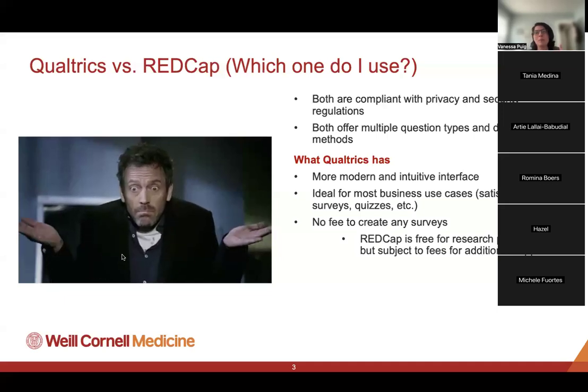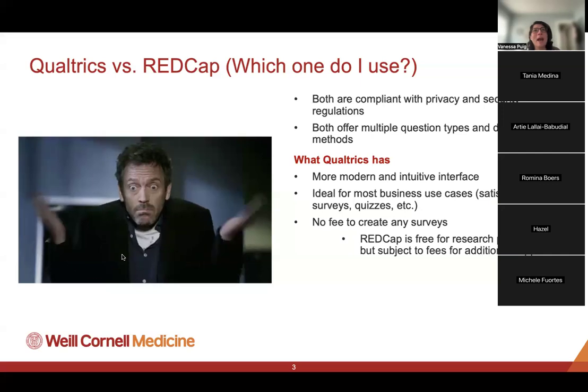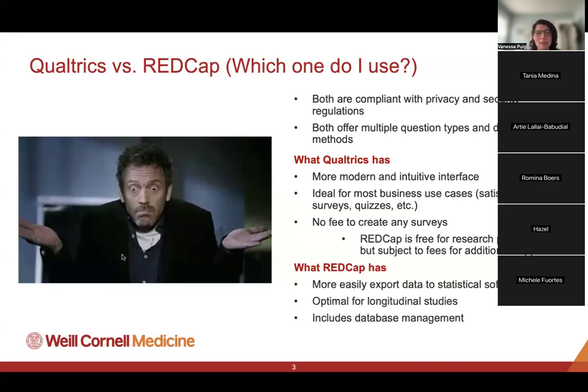So if there was some type of event that occurred and you want to get feedback on that, Qualtrics is great for that. You could do quizzes and lots of different types of surveys that are easy to put together in Qualtrics. And I think what's really important to understand about Qualtrics is that there is no fee to create any survey. While REDCap is generally free for research projects, there could be added support that you may find that you need that may require a fee. You can reach out to our REDCap experts for more information about that. I'll have their details in just a second.